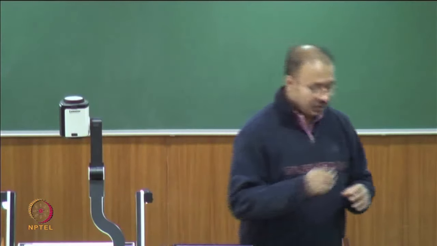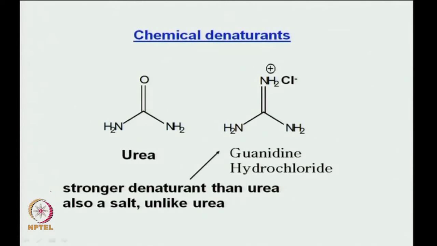So, today we will shift gears a little bit and go to chemical denaturation. As you can see on this slide, chemical denaturation is brought about by two very commonly used compounds. One is urea and one is guanidine hydrochloride. Guanidine hydrochloride is a stronger denaturant than urea, and that is proven.